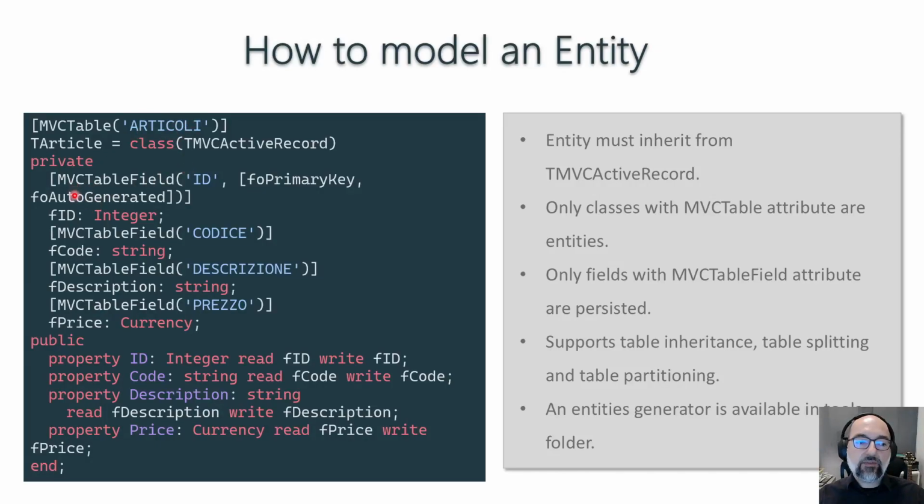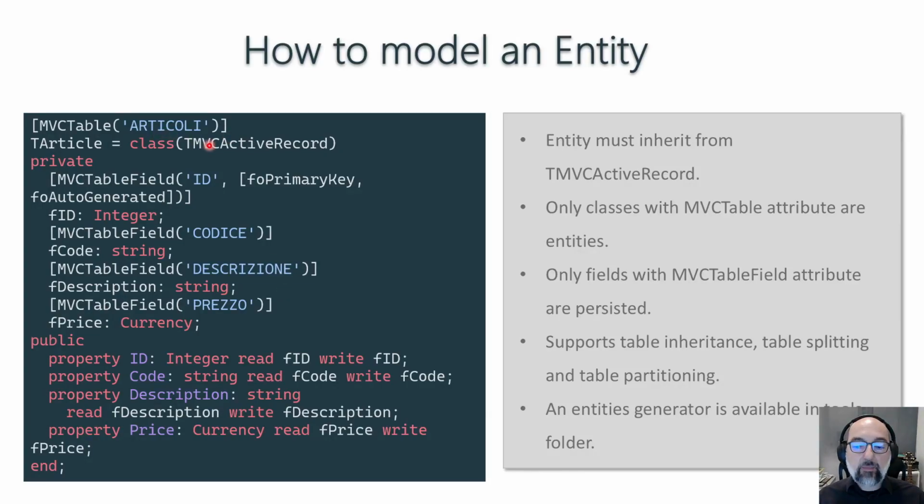And on any of the private fields, you have to set an MVC table field with the name of the field and the optional options of the field. In this case, I say that this table has this ID as a primary key and is auto-generated because it is an entity. And thus this F code attribute is mapped to codice on the database, description to descrizione, price to prezzo, and so on. And automatically the state of the class, this one, is persisted and retrieved from this table.